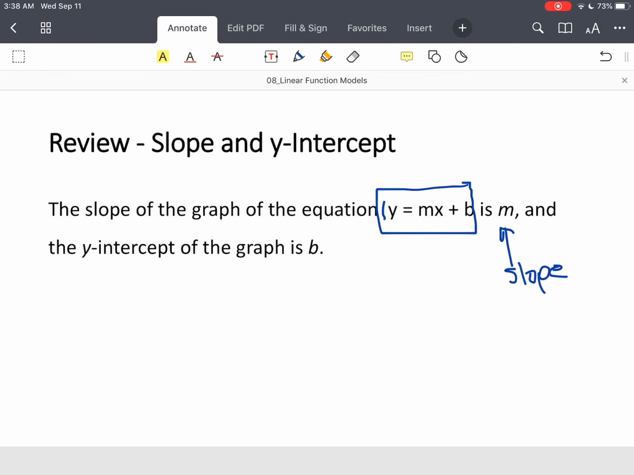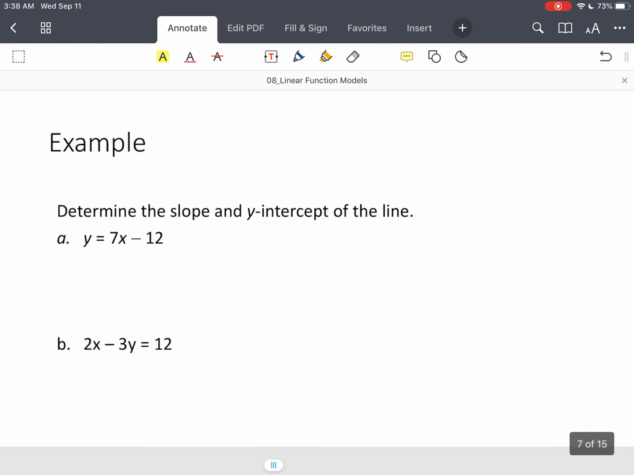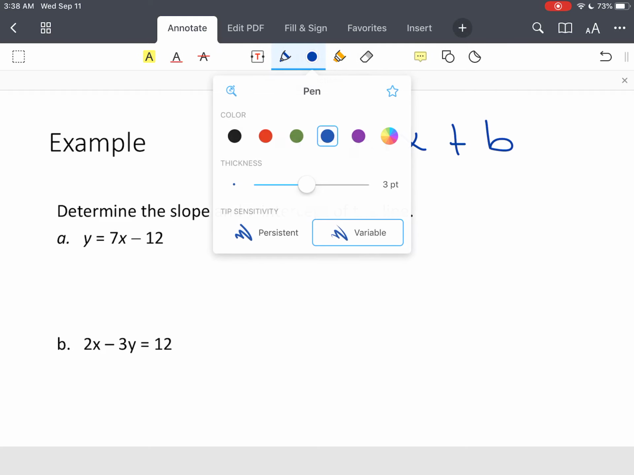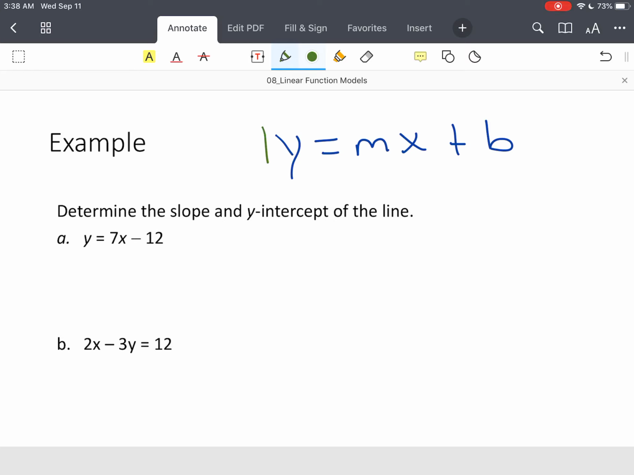So let's look at some examples. This first example says determine the slope and y-intercept. The form you're looking for is y equals m times x plus b. Remember, you have an understood 1 in front of that y. If that's not the case, you need to potentially divide everything by the coefficient of y. So, this first example, you've got y equals 7x minus 12. So let's put our 1.